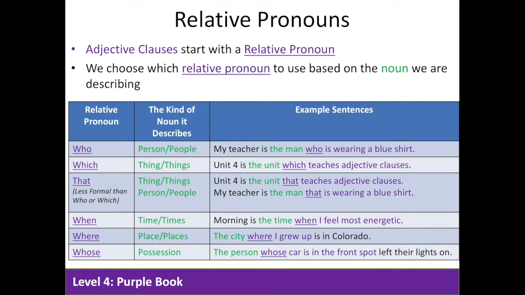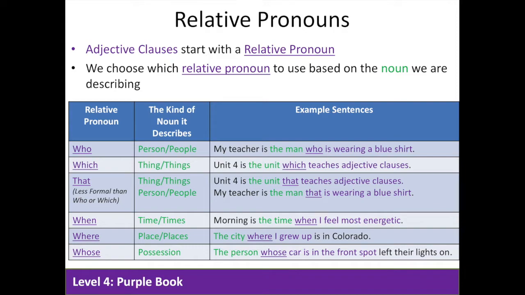When we use adjective clauses, we have to start with a relative pronoun. We can choose which relative pronoun to use based on the nouns we're describing. Looking at the chart below, we have relative pronouns on the left. We can see the kind of noun it describes for each relative pronoun in the middle.